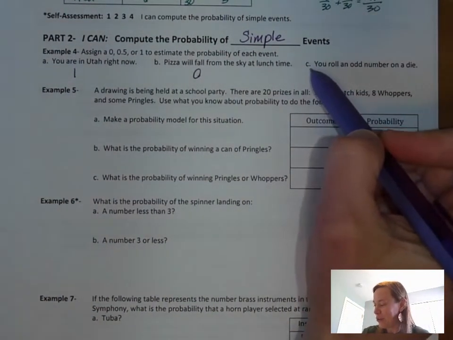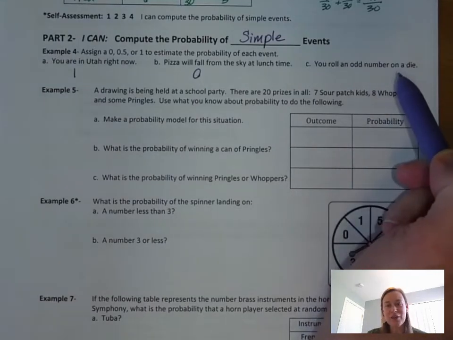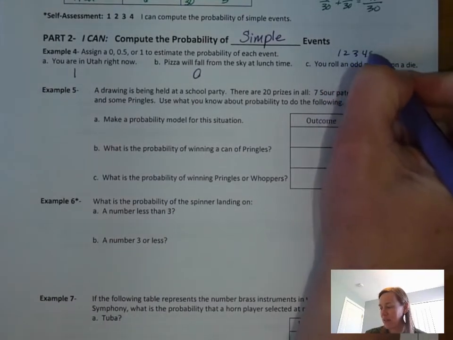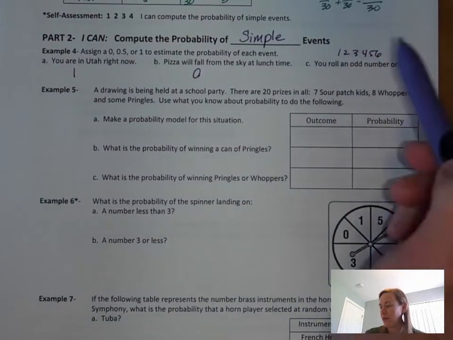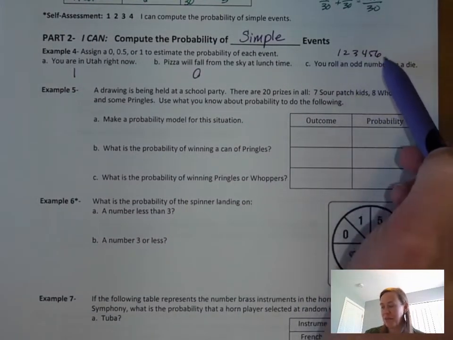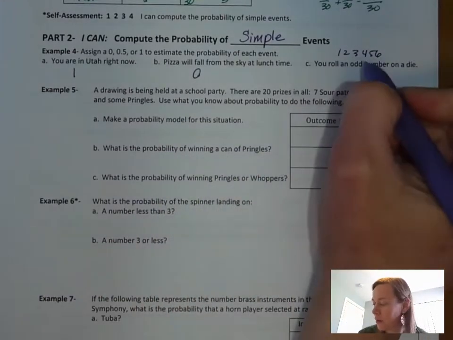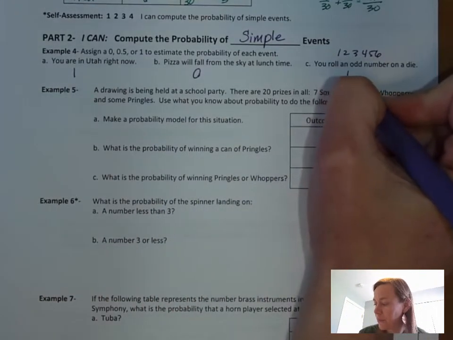Okay, part C. You roll an odd number on a die. Okay, so a standard die has 1 through 6. Has 1, 2, 3, 4, 5, 6. So half of those are odd numbers and half of those are even numbers. So the probability of rolling an odd number is 1/2.